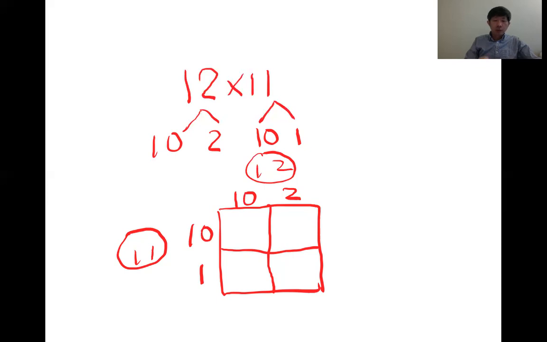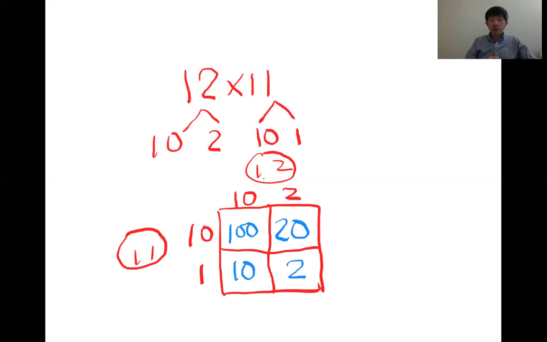So 12 times 11 is set up like this, okay? We break down 12 as 10 and 2, and break down 11 as 10 and 1, right? Now we fill in the partial products in the box. 10 times 10 is 100. 10 times 2 is 20. 10 times 1 is 10. 2 times 1 is equal to, right?